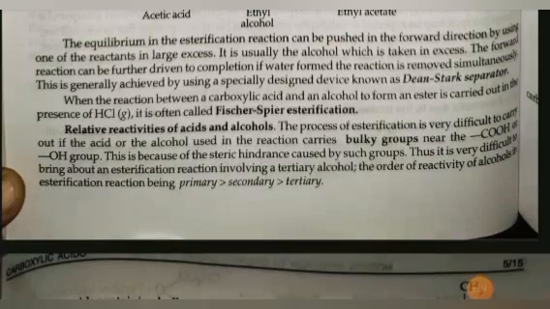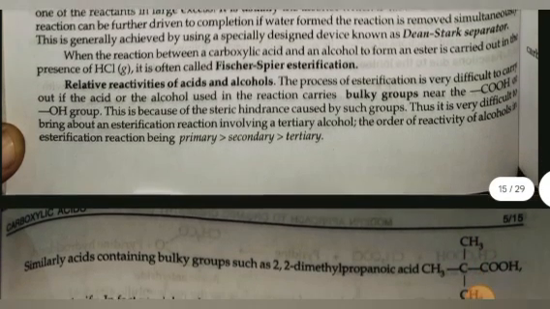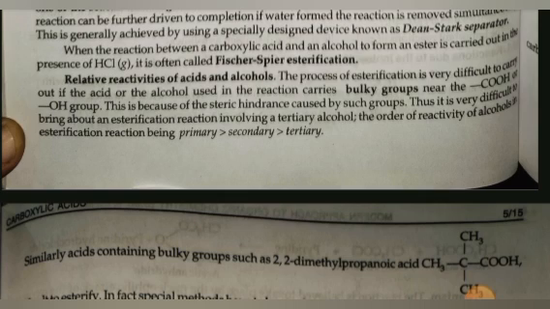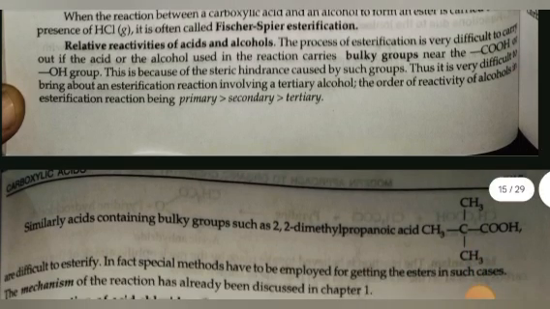The equilibrium in the esterification reaction can be pushed in the forward direction by using one of the reactants in large excess. It is usually the alcohol which is taken in excess. The forward reaction can be further driven to completion if the water formed in the reaction is removed simultaneously. This is generally achieved by using a specially designed device known as a Dean-Stark apparatus. When the reaction between a carboxylic acid and an alcohol to form an ester is carried out in the presence of HCl, it is often called Fischer-Speier esterification.